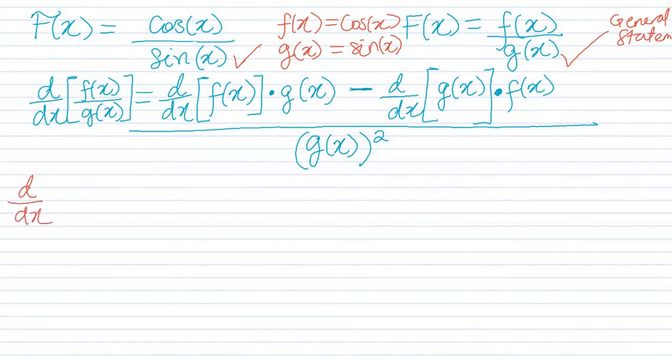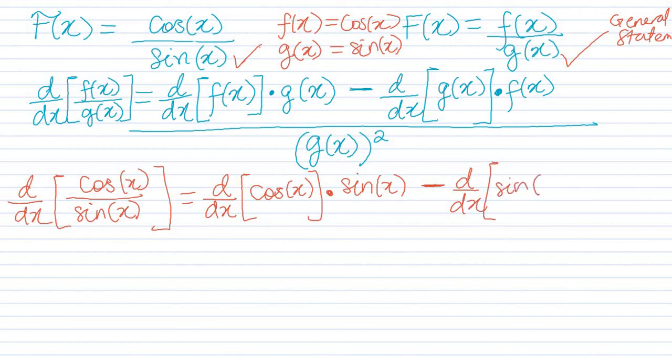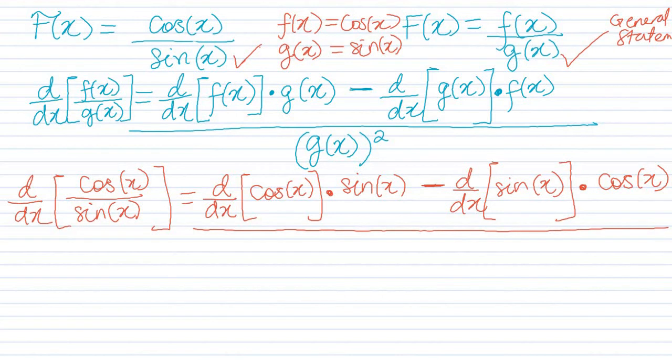So therefore, we have the derivative of cosine x divided by sine x to be the derivative of the first subfunction f of x, which is cosine of x, multiplied by g of x, which is sine x, minus the derivative of g of x, which is the derivative of sine x right here, multiplied by f of x, which is cosine of x. So all of that information divided by g of x. What is g of x? We know g of x to be sine x, so divided by sine x all squared. So that's the first thing we have to do.